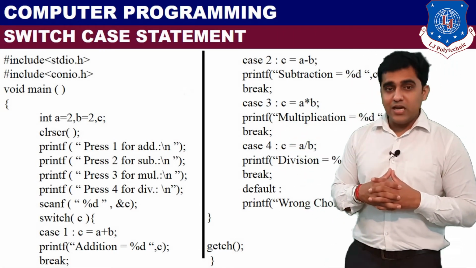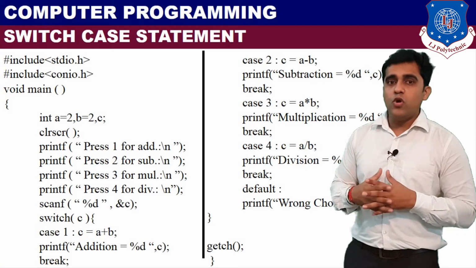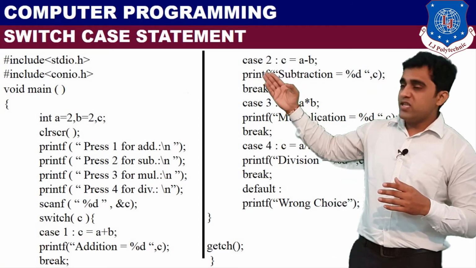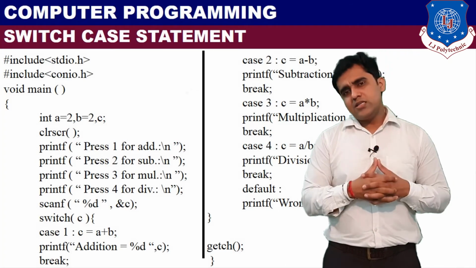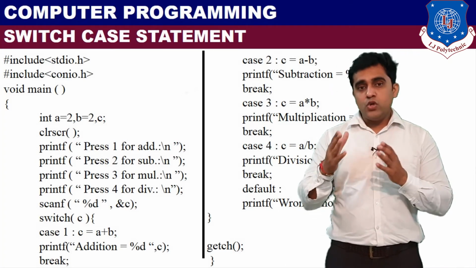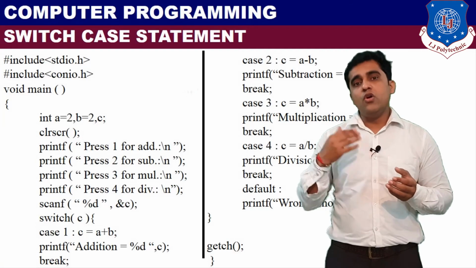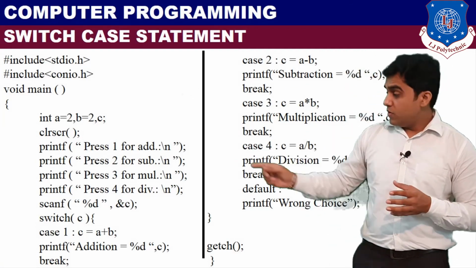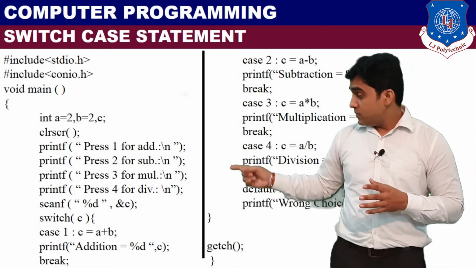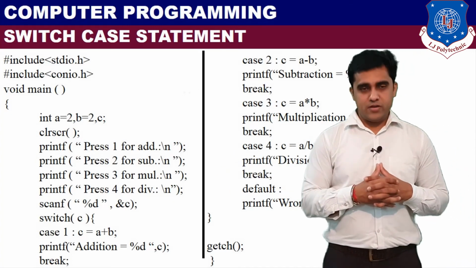मतलब कि क्या, अगर आपने 1, 2, 3, 4 में से कोई भी एक चॉइस की होगी तो वो चॉइस मैच हो जाएगी और वो आपको प्रिंट करके देगी. In case the user enters a choice other than 1, 2, 3, 4, then it will go to the default: printf wrong choice, break and curly bracket.